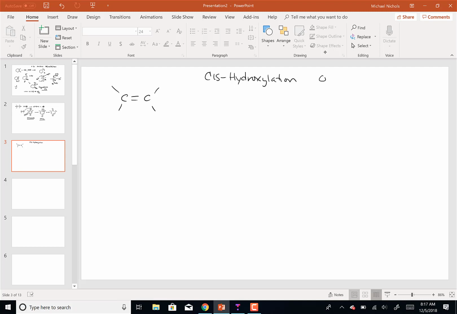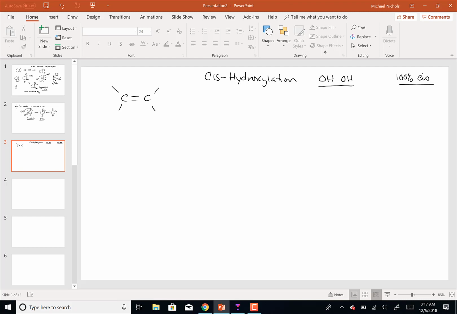So what am I going to add? I'm going to add 2 OH groups. There's no Markovnikov, anti-Markovnikov, because it's now a symmetrical reagent. And I'm going to add 100% cis. Okay. So that's what we need to remember about this reaction.